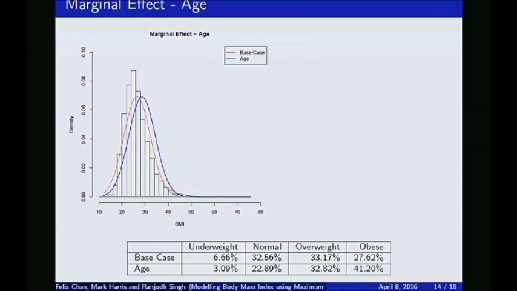And Mark feels a lot better after seeing this because he's 10 years older than me, so he said, no, it's not my fault, it's just statistics.